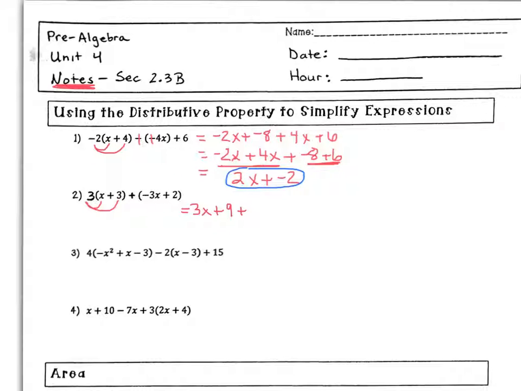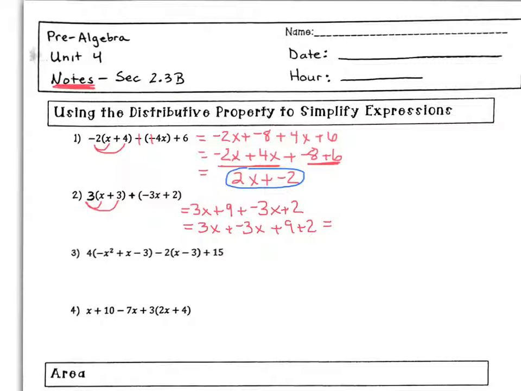Now at the end of the problem there is a parenthesis. There's no number here to distribute. I guess you could think of a positive 1 there. But there's really no multiplication involved here. So let's just rewrite -3x plus 2. Rearranging this using the commutative property of addition, we'll go 3x plus -3x plus 9 plus 2.